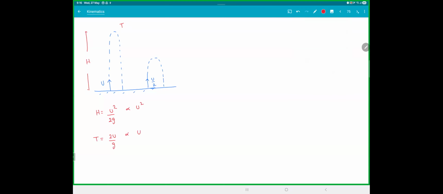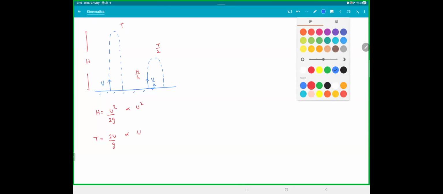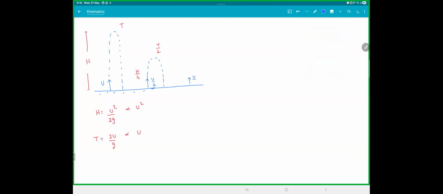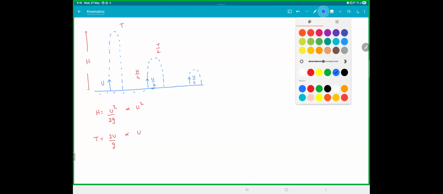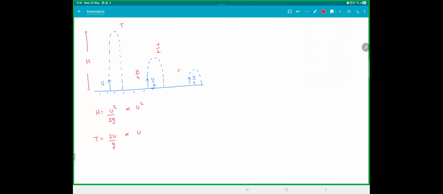How much will you go? You will go only h by 4. And how much time will it take? t by 2. Next time when the speed becomes u by 4, how much height will you go? Every time it becomes 1/4, 1/4. So it will become h by 16 and the time becomes t by 4 and so on. Is this making sense, everyone? So what is the total distance? Now remember, total distance you have to count up and down. So that will be 2 times h, going up, coming down, h and h, 2 times h by 4, 2 times h by 16, and so on till infinity.